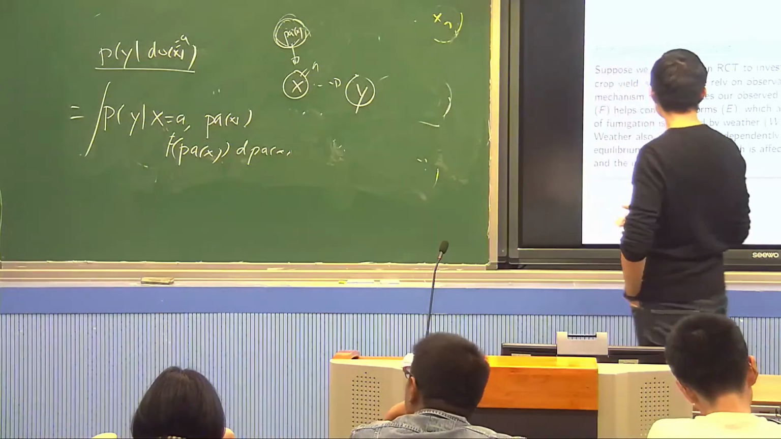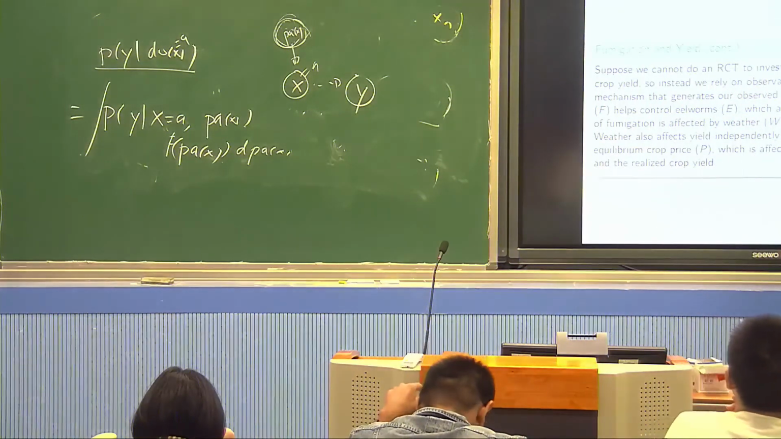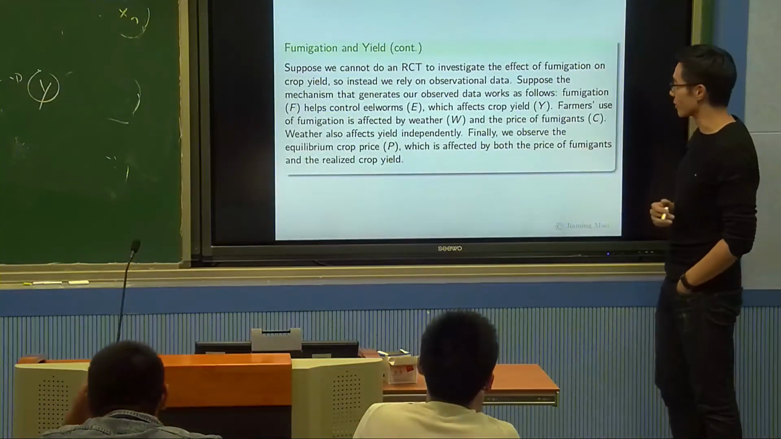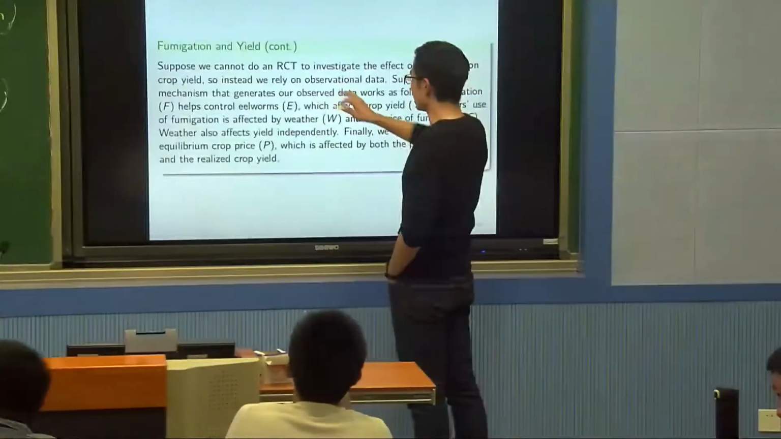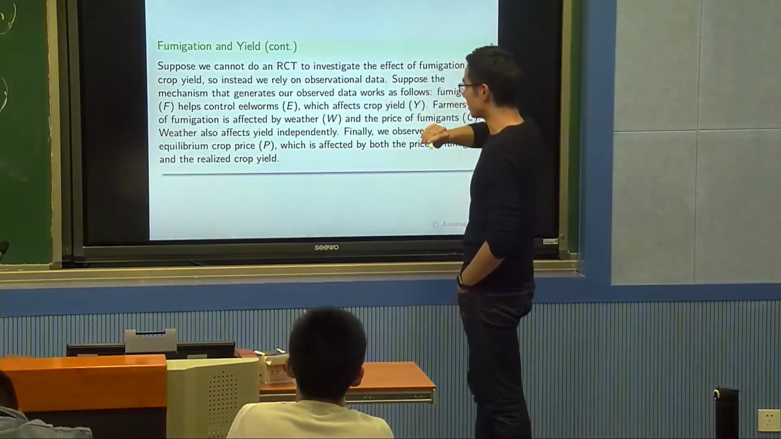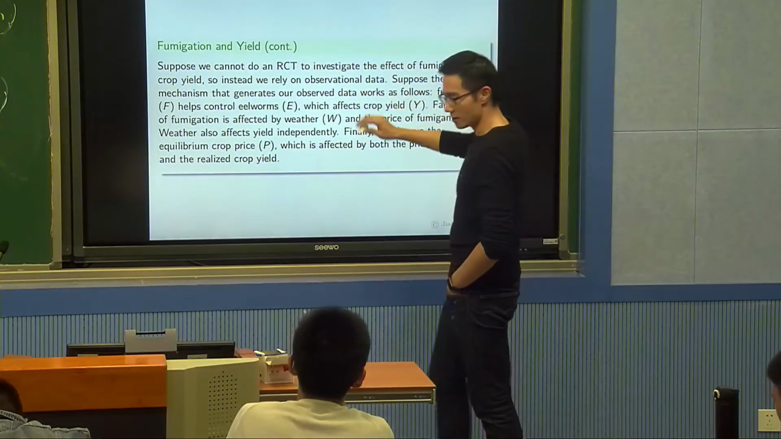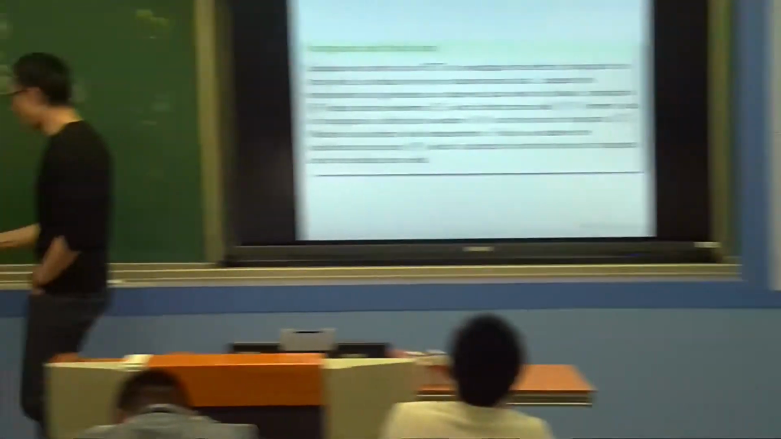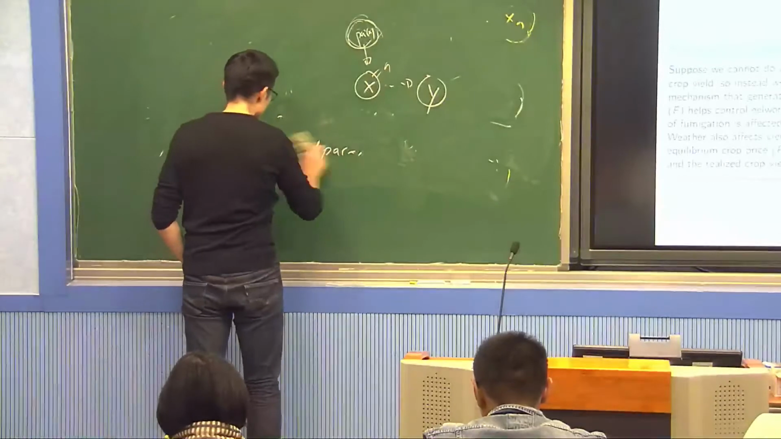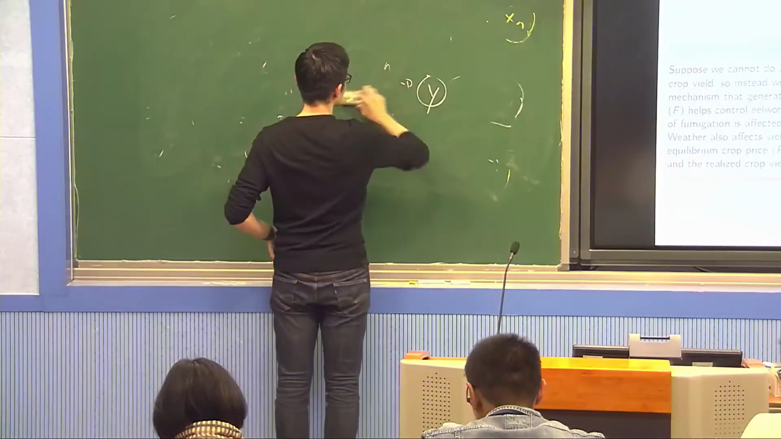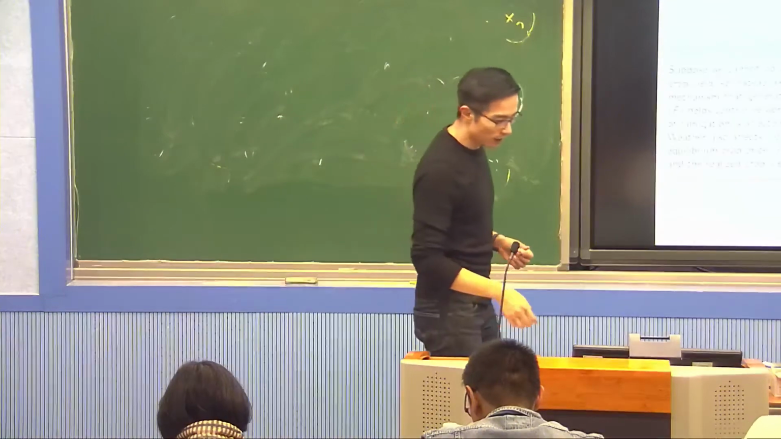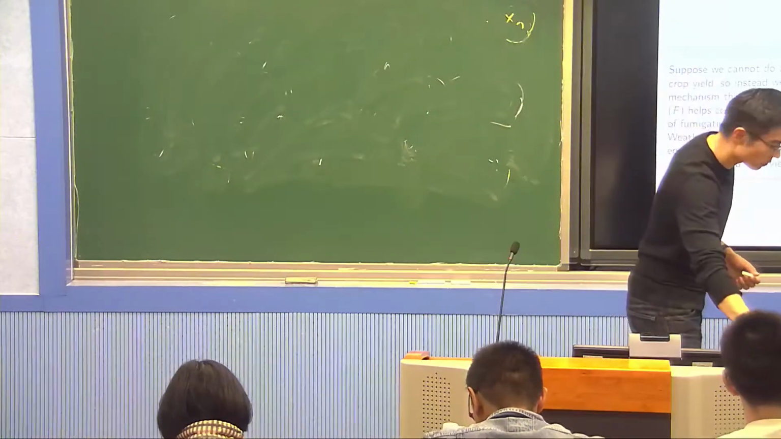But let me give you some examples now. Again, fumigation and yield. Let's come back to the fumigation and yield case. Again, we're doing an RCT, fumigation on yield. But now let's suppose we have some mechanism. The mechanism is how fumigation actually affects the yield of crops. So I'm going to assume an underlying mechanism and let's see if we can get the causal effect out.